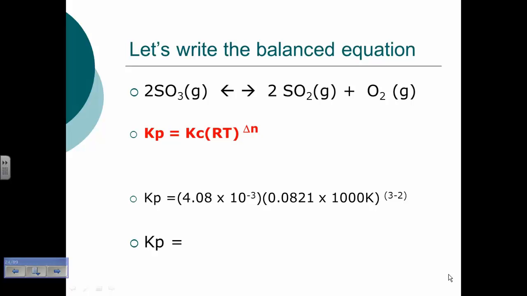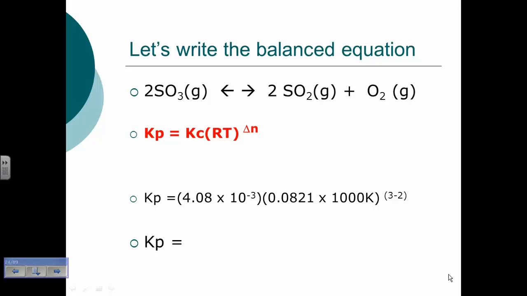And I put back in our equation how to convert from Kc into Kp, knowing we take the original Kc from our story problem, take the product of R times T and raise that to the delta N. Delta N is products minus reactants for gaseous moles. Kp is what we're calculating for, and Kc from the story problem is 4.08 times 10 to the negative third power.